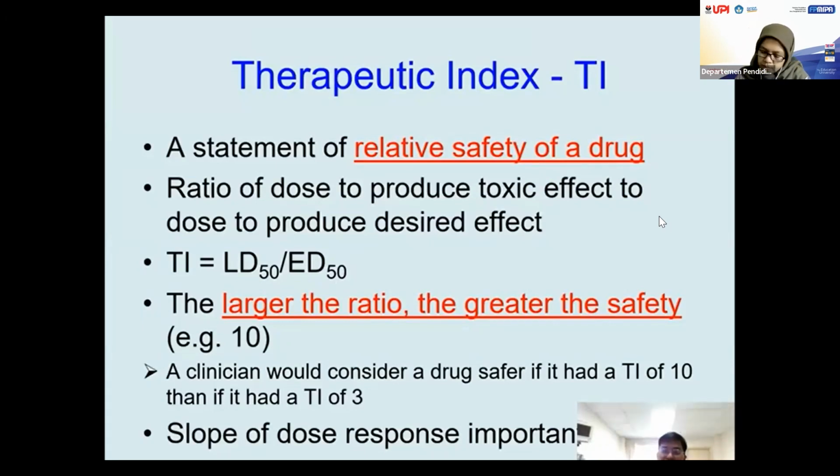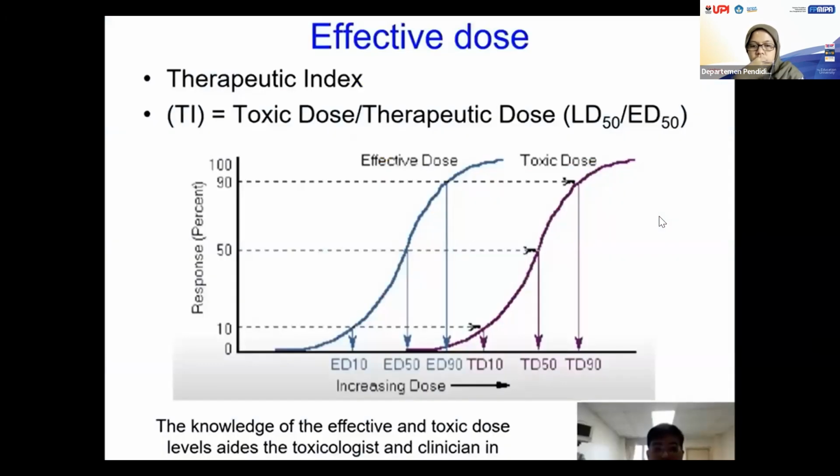For example, if the TI ratio is 10, then we can consider it as safer compared to when you have a TI of 3. Okay, we'll look into why we say that in a while. So the slope of the dose response is very important. Let's look at a typical example.